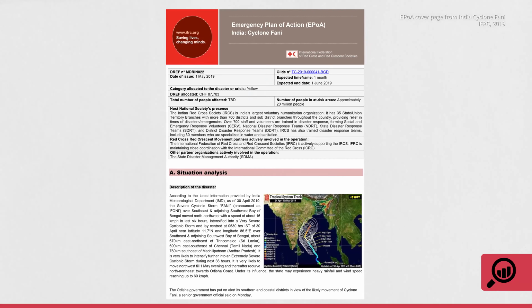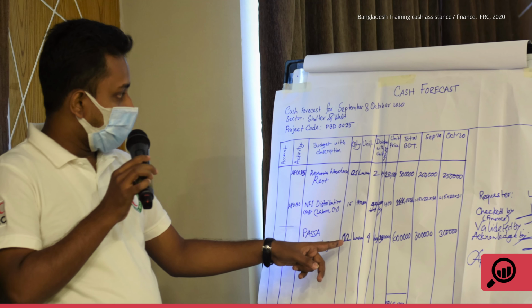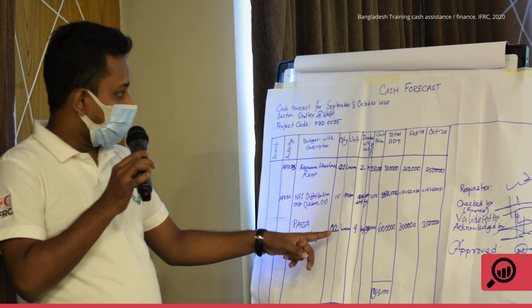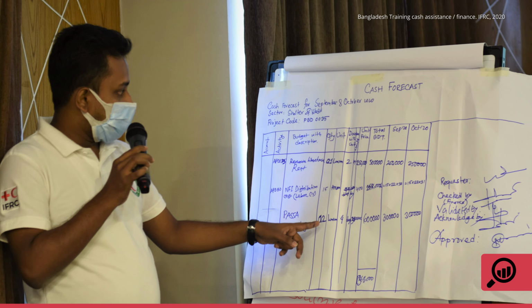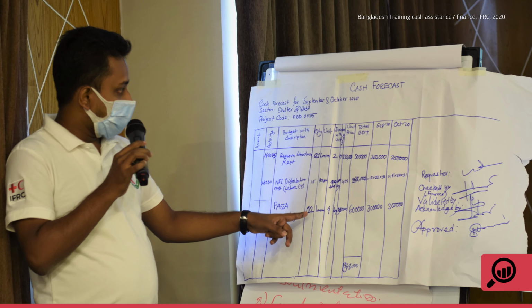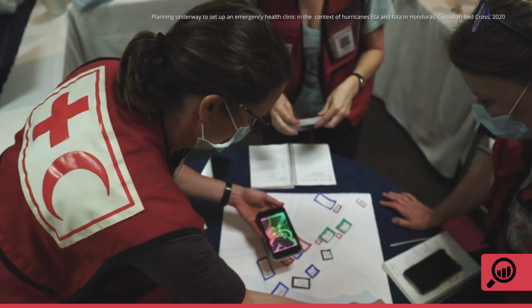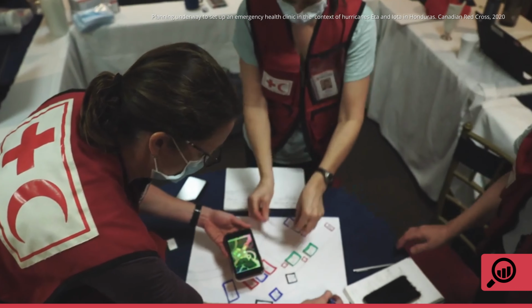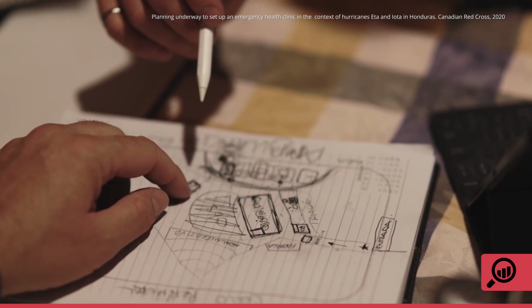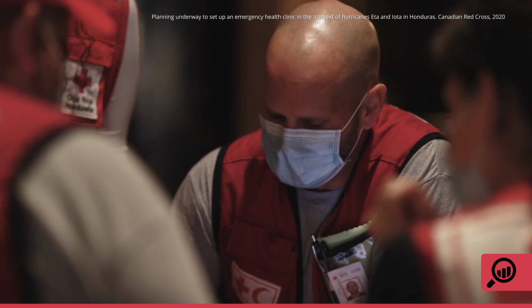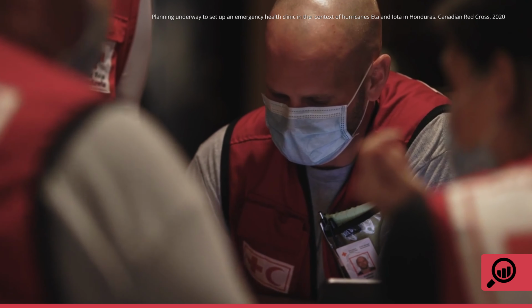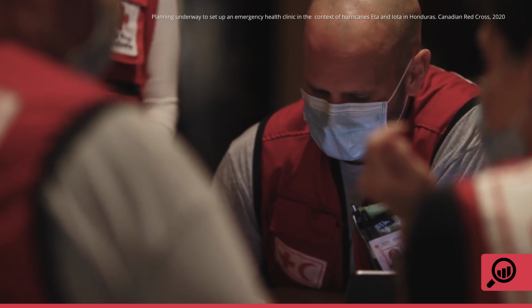Work done before an emergency on contingency, response, and recovery planning will save national societies time when they develop an EPOA. These pre-developed plans can provide generic operational objective statements, actions, and indicators to measure success that would provide a basis on which to develop or refine the emergency plan of action.